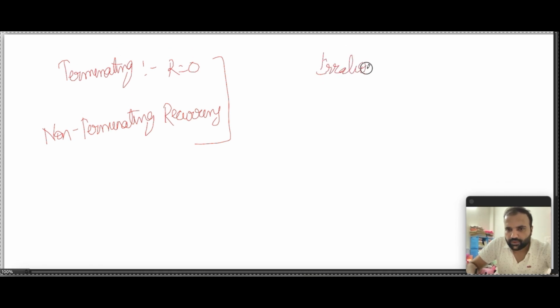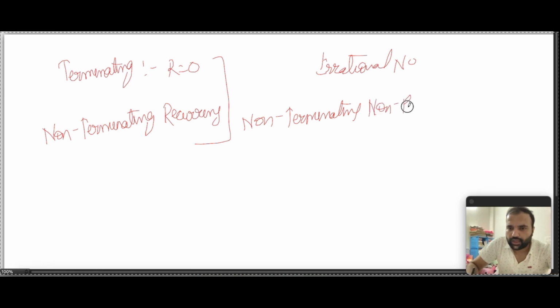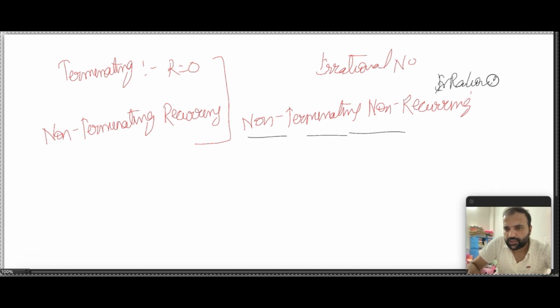With irrational numbers, what do we have? Of course, we would never have r equal to 0, so it's going to be non-terminating and non-recurring as well. Briefly, you can say that all the numbers which are non-terminating and non-recurring would be irrational numbers, and all those which are terminating, or even if not terminating but recurring, would be rational numbers. So that's how you can categorize it.